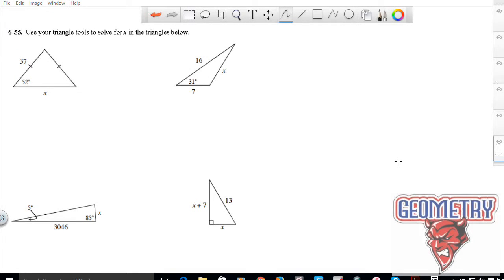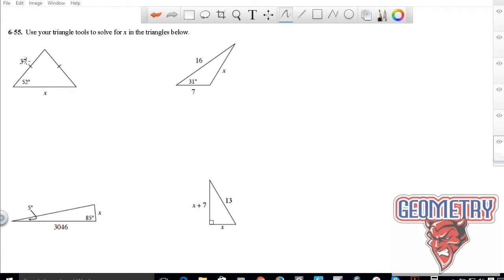Okay, question number 55 in chapter 6. This is kind of a conglomeration here of all our different triangle stuff we got going on. So we're probably going to use a variety of different things. And so let's see what we can do here. This first one, there's actually a number of different ways we can do it. Let's see what we know though.